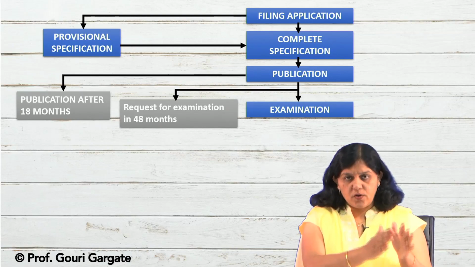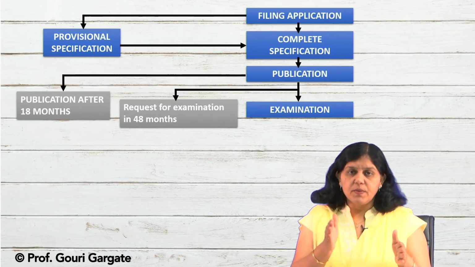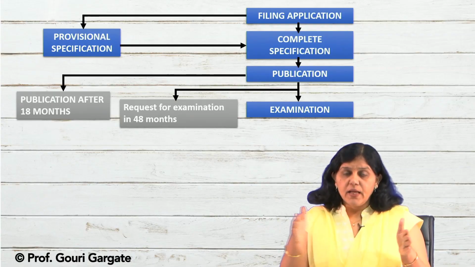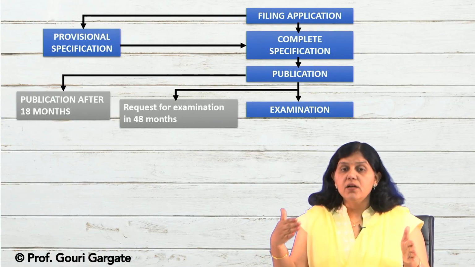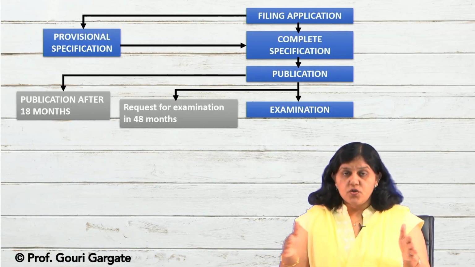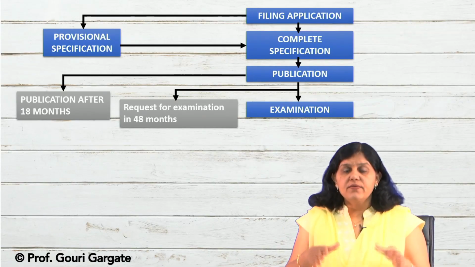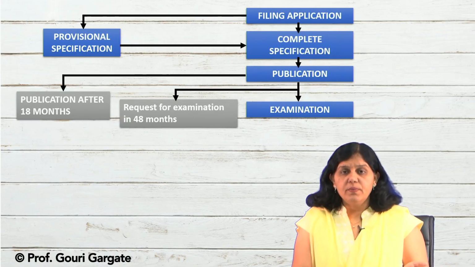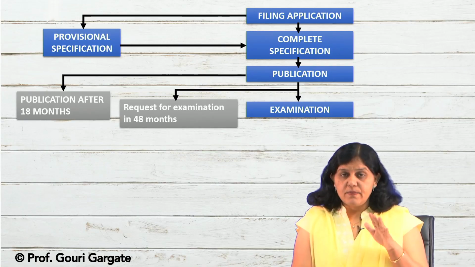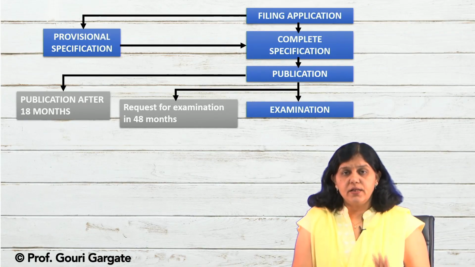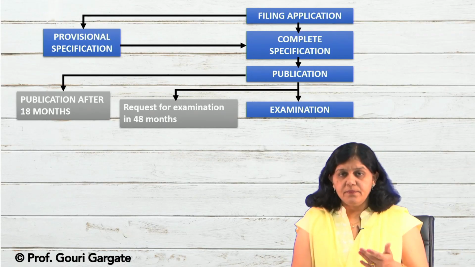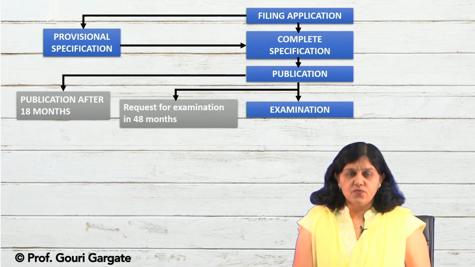So, you have filed at 0, at the end of 18 months there is publication, and you have a time of 48 months for filing the examination request. If that timeline is not followed, the applicant will lose that patent. If somebody forgets to file the request for examination, then after 48 months your patent will go into the public domain. So, again remember, it is mandatory to follow the timeline diligently when dealing with a patent. So, the patent is filed, published, and the request for examination is also filed.